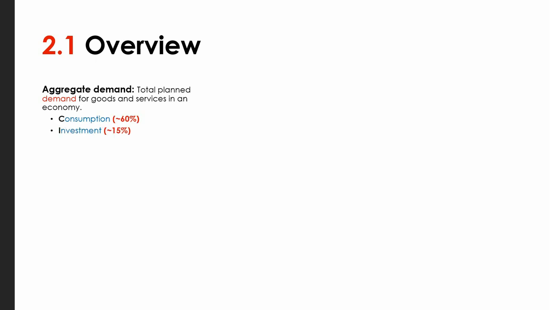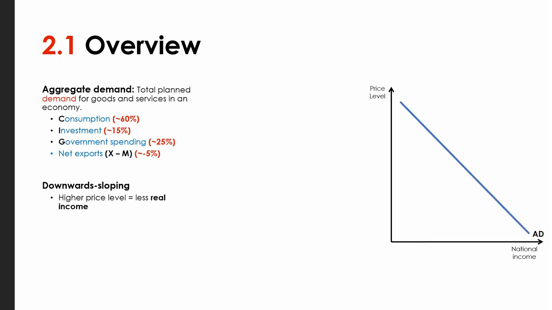It's made up of consumption, which equates to about 60% of aggregate demand in the UK, investment, government spending, and net exports, which are actually negative because the UK runs a current account deficit. It's a downward sloping curve because at a higher price level, people have less real income and therefore will spend less. Shifts in aggregate demand might be caused by a number of things that we'll look at shortly, like interest rates, exchange rates, confidence, and government policy.